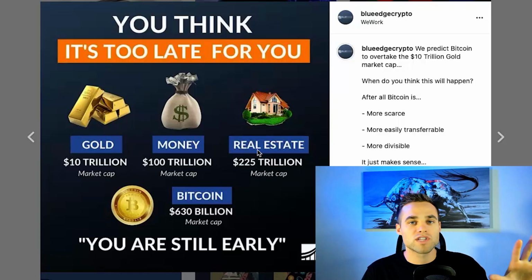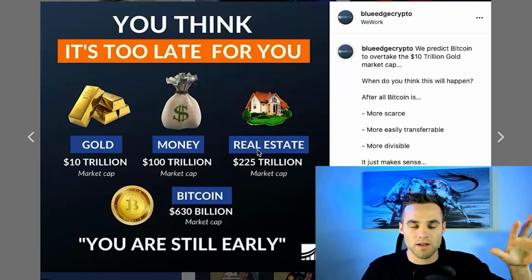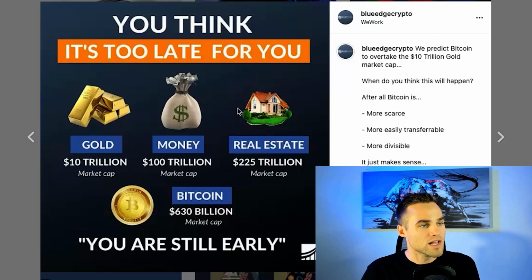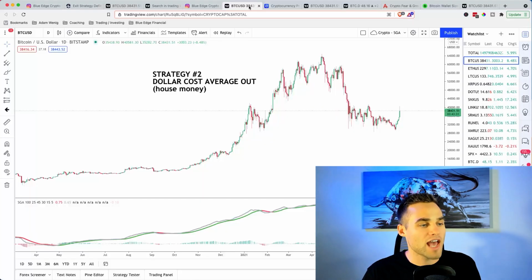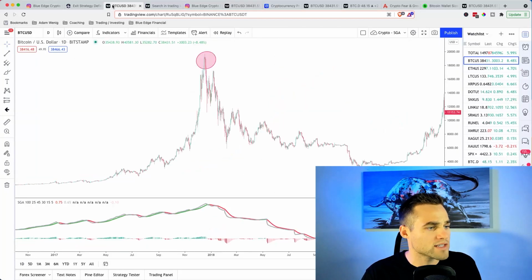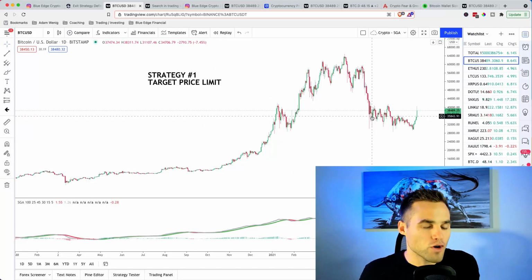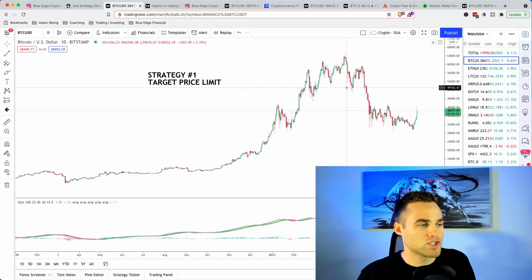Okay, so now that you understand a little bit about the market cycles and these four-year cycles, let's go ahead and start applying this. So how can we actually exit the market? There's a few different ways that we can exit the market, right? Okay, the first way is the most simplified version, but you can basically just have a target price limit.